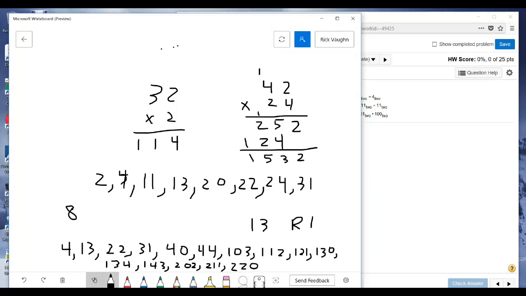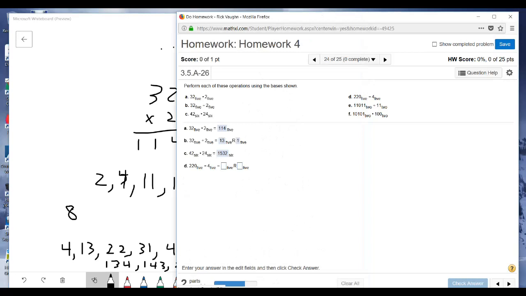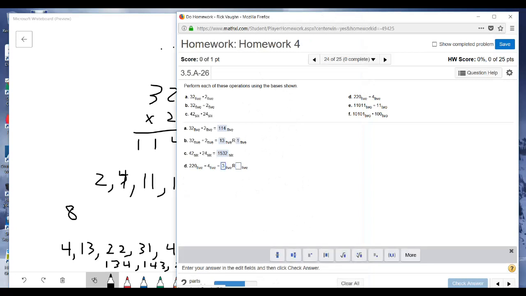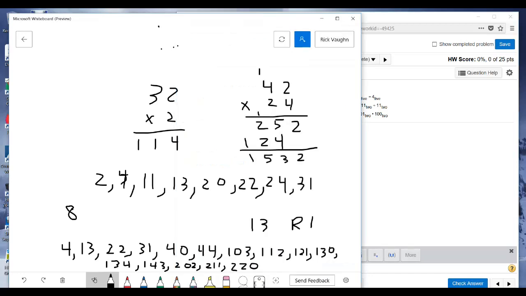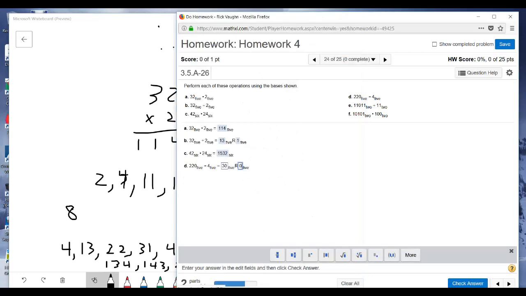So I have 1, 2, 3, 4, 5, 6, 7, 8, 9, 10, 11, 12, 13, 14, 15 in base 5. 15 in base 5 is 3 groupings of 5 with 0 left over, and I had 0 remainder because I caught the number exactly, 220, which is what we were trying to get up here. So it should be 3 groupings of 5 with 0 left over and 0 for the remainder.